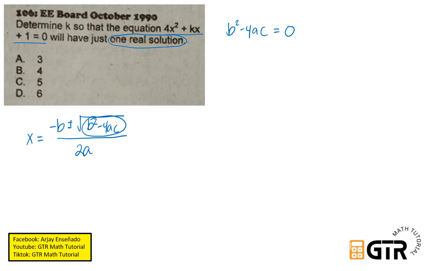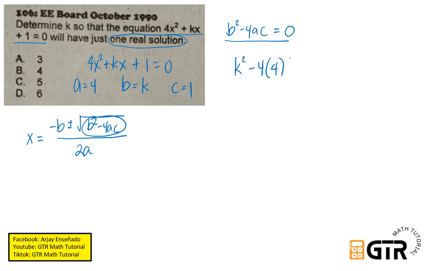So anong equation natin? We have 4x squared plus kx plus 1 equals 0. So isubstitute lang natin dito sa formula ng discriminant natin. Equate natin sa 0. So ang a natin dito is 4. B is equal to k. And then c is positive 1. So substitute lang natin dito. So we have b is k. So we have k squared minus 4, and then a is 4, and then c is 1. So equals 0, solve for k.